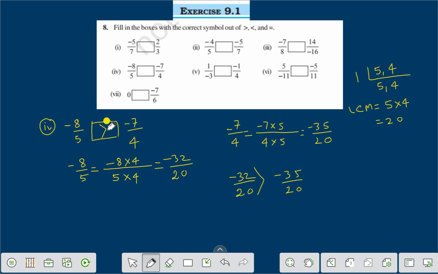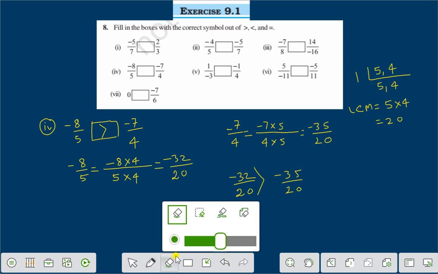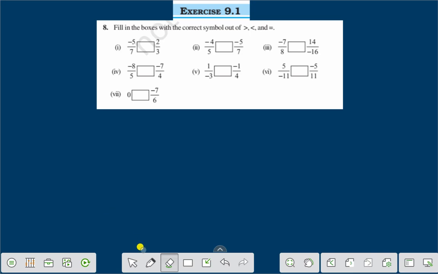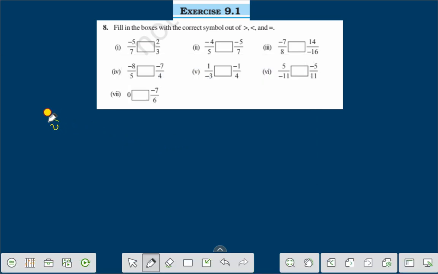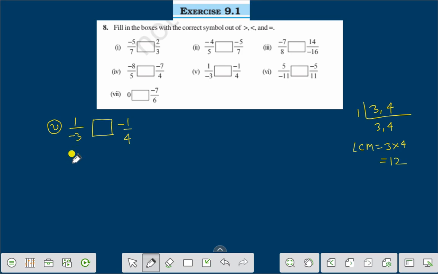Next, we will solve question number 5. Question number 5 is 1 by minus 3 and another one is minus 1 by 4. First of all, you find the LCM of 3 and 4. 3 and 4 can be divided only by 1. Therefore, LCM is equal to 3 into 4, that is 12. Right? Now, take this number 1 by minus 3.